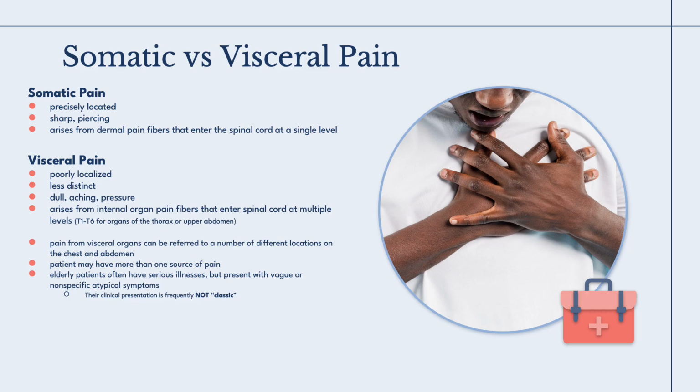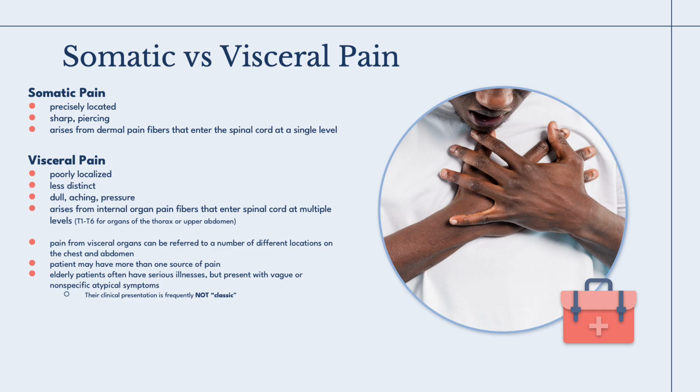So somatic pain tends to be really precise pain. They can localize it very well. It tends to be more of a sharp, piercing pain, and this pain arises from the dermal pain fibers that enter the spinal cord at a single level. Visceral pain tends to be more poorly localized. It's definitely less distinct, and they may describe it more as a dull, aching, or pressure-like pain, and it arises from internal organ pain fibers that enter the spinal cord at different levels.